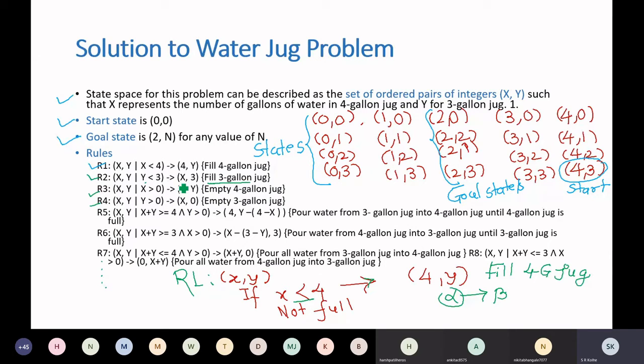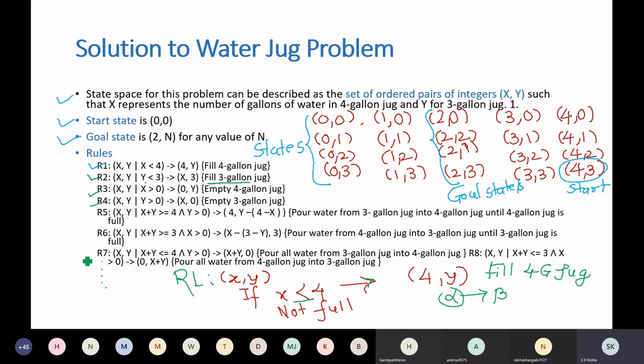In this way you are going to define the rules, mathematical rules, and these rules can now be easily incorporated into a computer program. You can write a program. That program will contain a condition something like this: if x is less than 4, then you will get (4, y), something like that. So this can be easily programmed, and therefore such a set of rules you will have to define in state space representation.